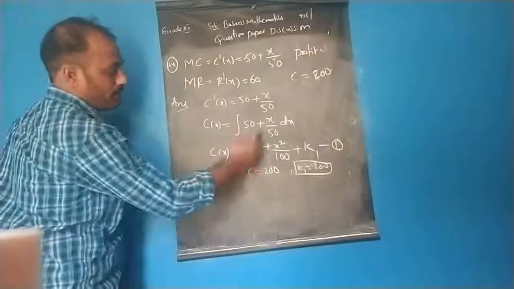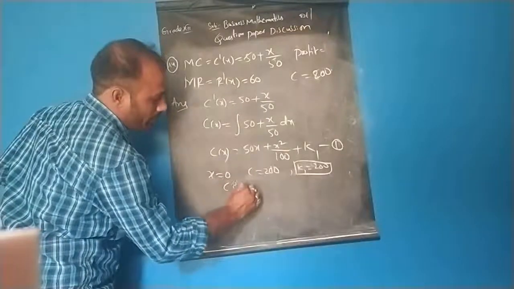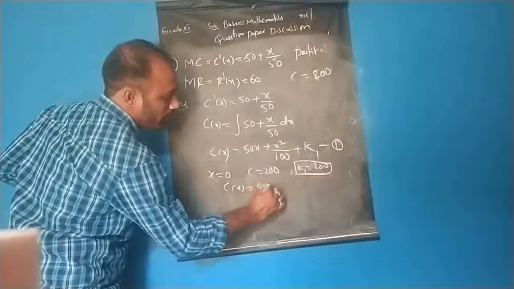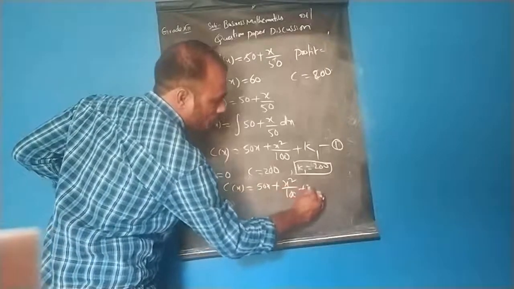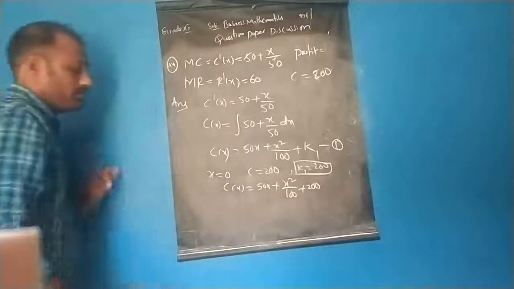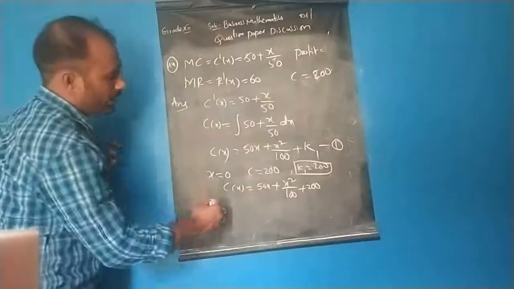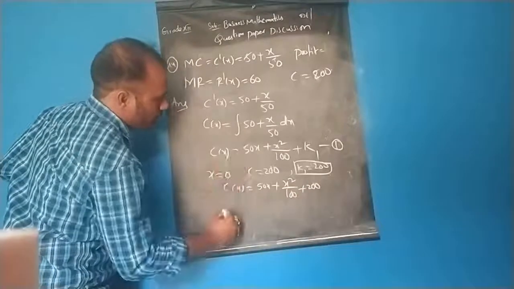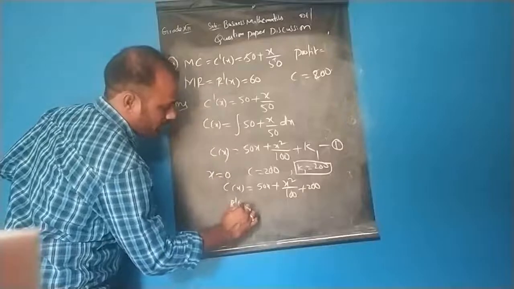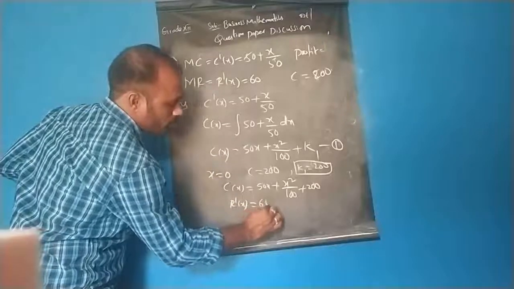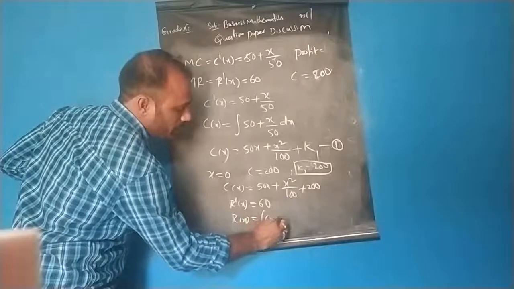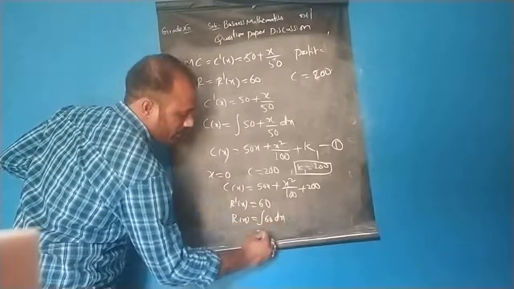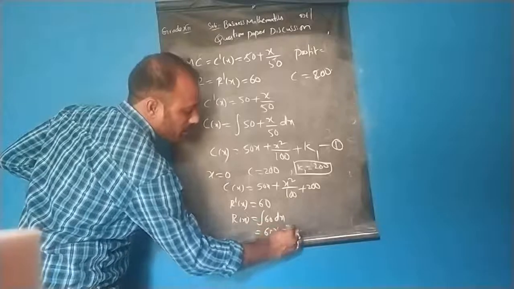Okay. So if I substitute in this, it will become C of x is equal to 50x plus x square by 100 plus 200. This is the cost, and the total revenue we will see. So revenue R dash of x is equal to 60. So R of x is equal to integration of 60 dx. That is 60x plus k2.